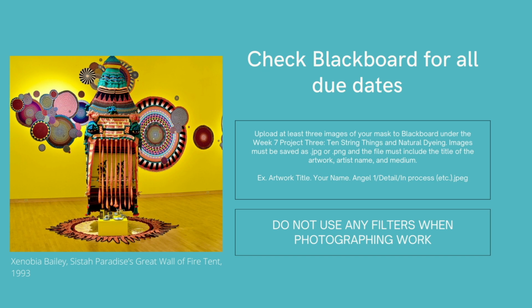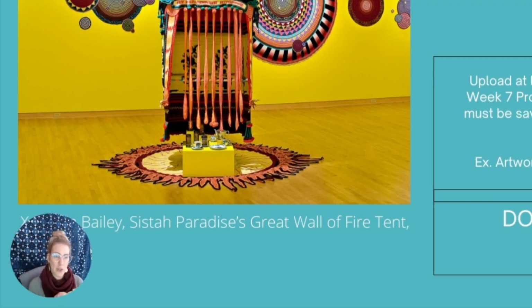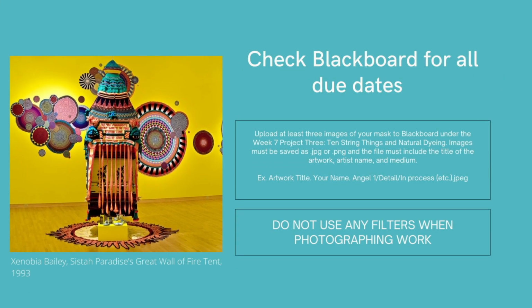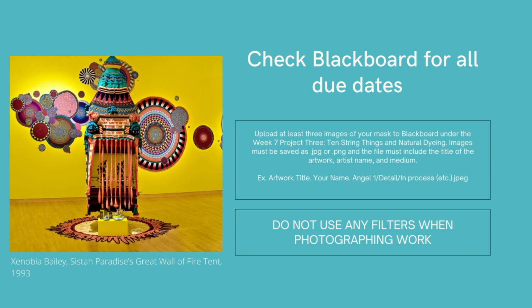And just a note about images and how you're naming and titling your images. Please, please, please, as you're saving your images, save them with the artwork title. So if you don't have a title, save it 10 string things, and then your name and the medium. So it would be 10 string things, undyed, your name, cotton or wool or what have you. 10 string things, dyed, your name, cotton or wool. 10 string things, detail shot, your name, cotton or wool, for example. That way it's easier for me as I build the gallery.